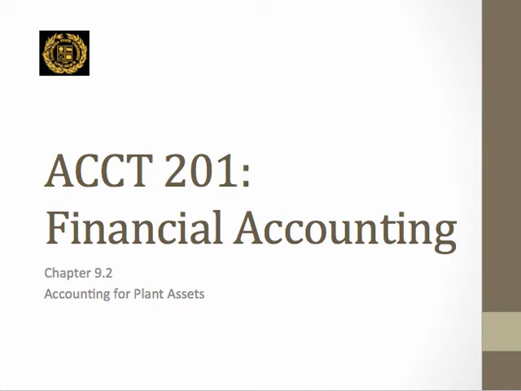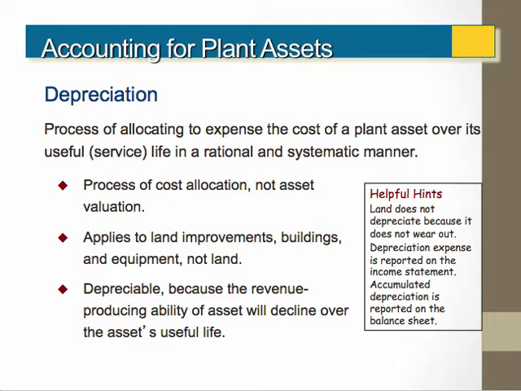Now that we've talked about how we account for the cost of the asset, next we need to account for the use of the asset. Now remember, because this asset is going to last longer than a year, we need to spread the cost of the use of the asset over the life of the asset. We call that spreading of the cost depreciation.